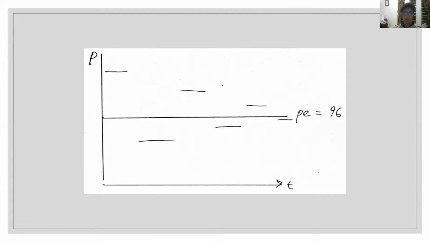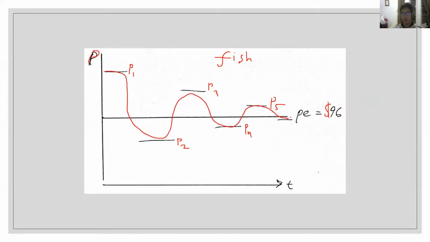To better illustrate that, we can assume this is our price right here, and this is our time. And for whatever good this is, let's say fish, the price of fish will continue to oscillate every single period. However, it will slowly trend towards the long-term equilibrium solution of P_E equals 96. We can assume 96, maybe dollars, whatever. So over time, it will keep oscillating, up and down, up and down, until eventually it will meet at this line, P_E equals 96.